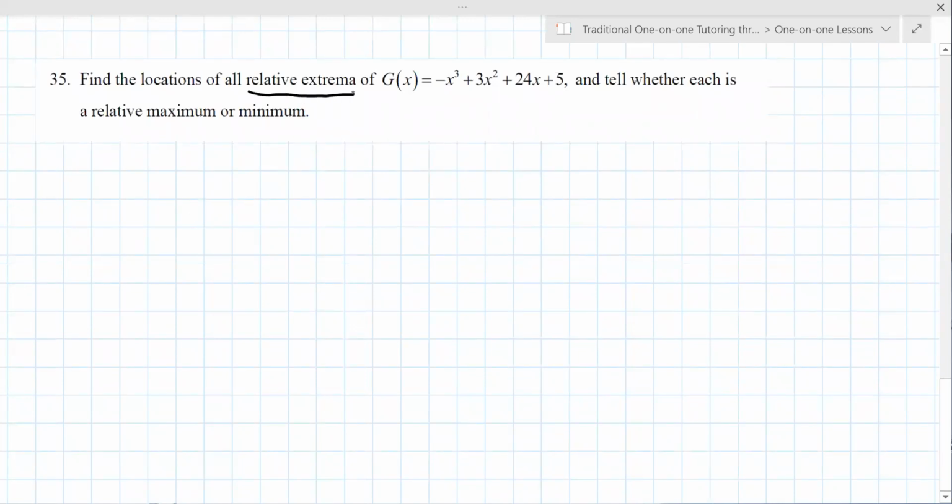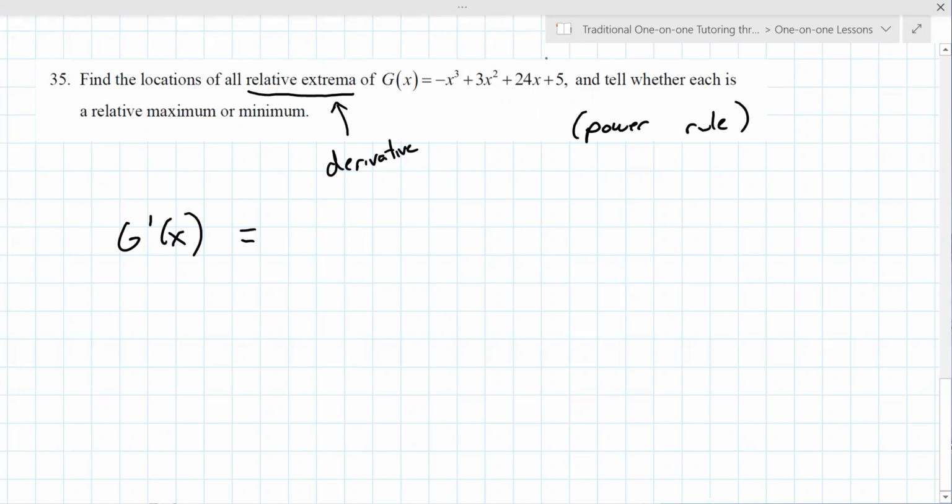So extrema refers to the derivative. So you have to be able to find G prime of X, and you're going to use the power rule. So can you tell me the derivative of this? Minus 3x squared plus 6x plus 24. Minus 3x squared plus 6x plus 24.